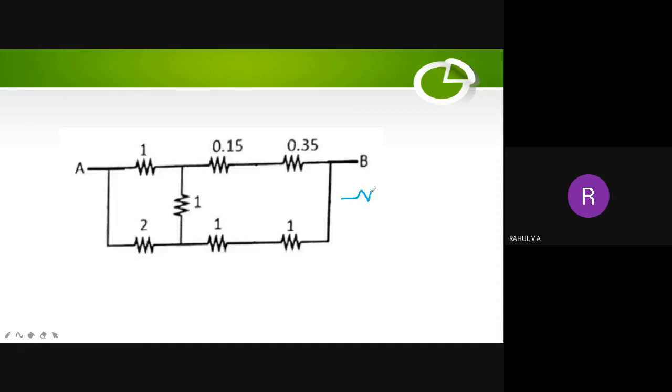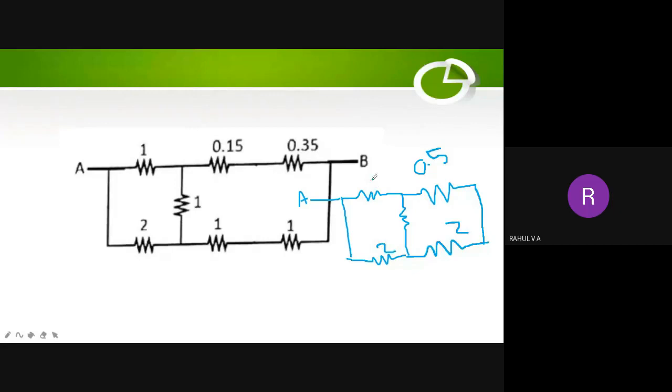So first a terminal is there. Then 1 ohm resistor. Then another 1 ohm resistor. Then 2 ohm resistor. So this is connected. And this is A. Then I have added both the values, 0.15 plus 0.35, it is 0.5. So this is 0.5 resistor. And then bottom 1 ohm and 1 ohm I can add together, it is 2 ohm. This is 2, this is 1, this is 1. And this is B terminal.